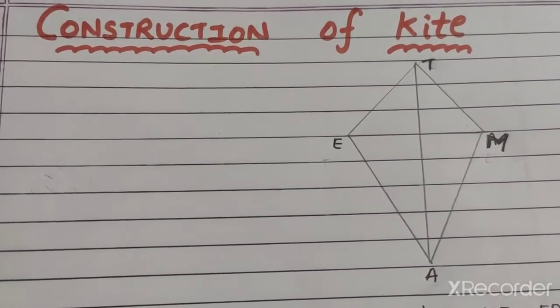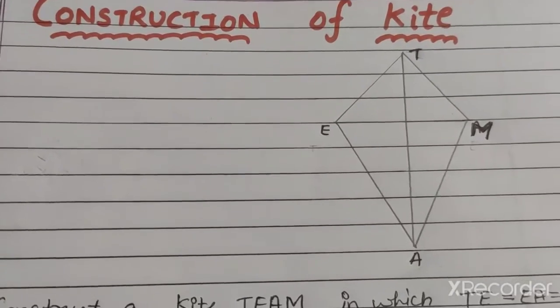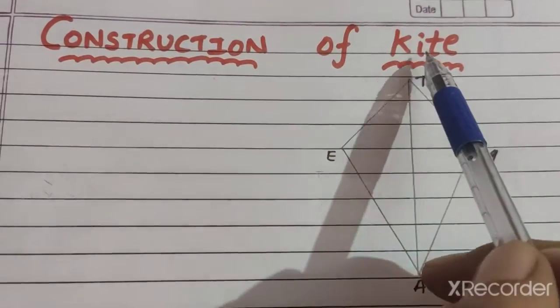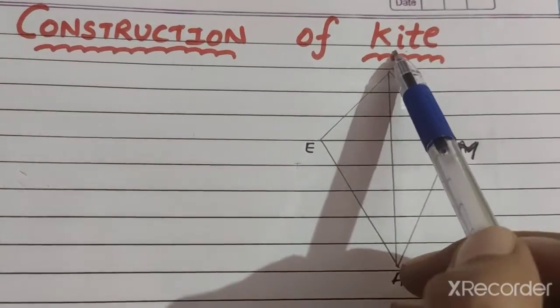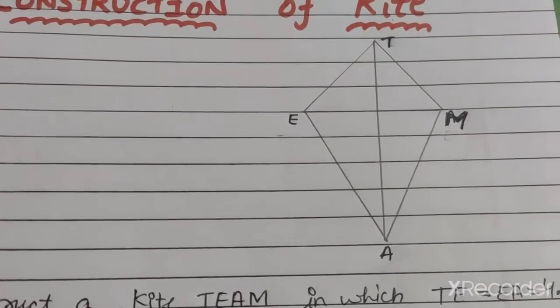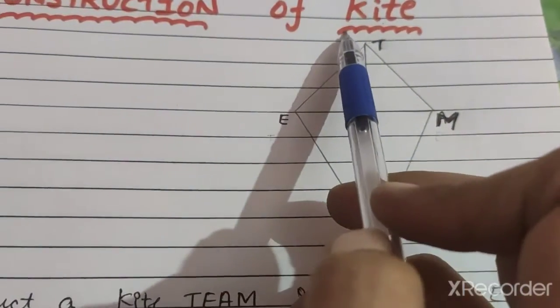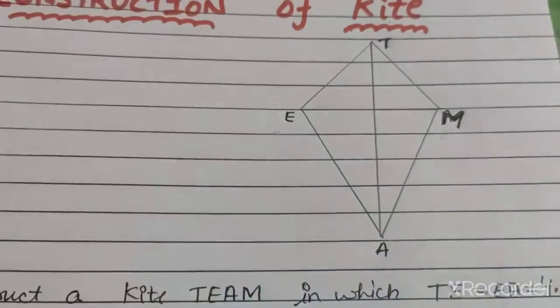So today we are going to study the construction of another quadrilateral, that is the kite. Okay, so a kite is a special type of quadrilateral. How is this special? Because in this quadrilateral, the kite, each pair of adjacent sides are equal to each other.